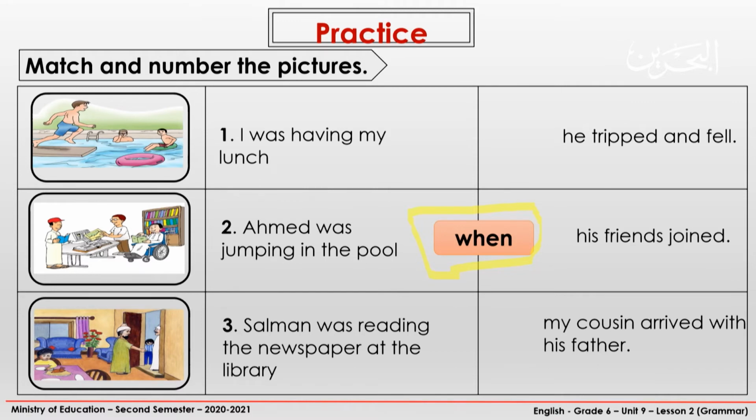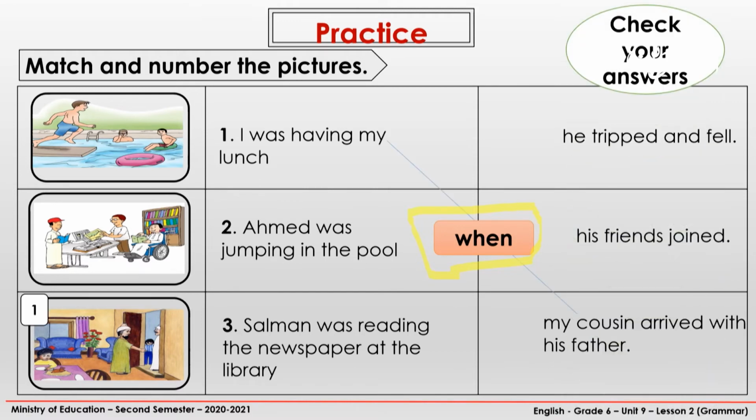Okay, time is up. Let's check the answers. I was having my lunch when my cousin arrived with his father. Ahmed was jumping in the pool when he tripped and fell. Salman was reading the newspaper at the library when his friend joined.